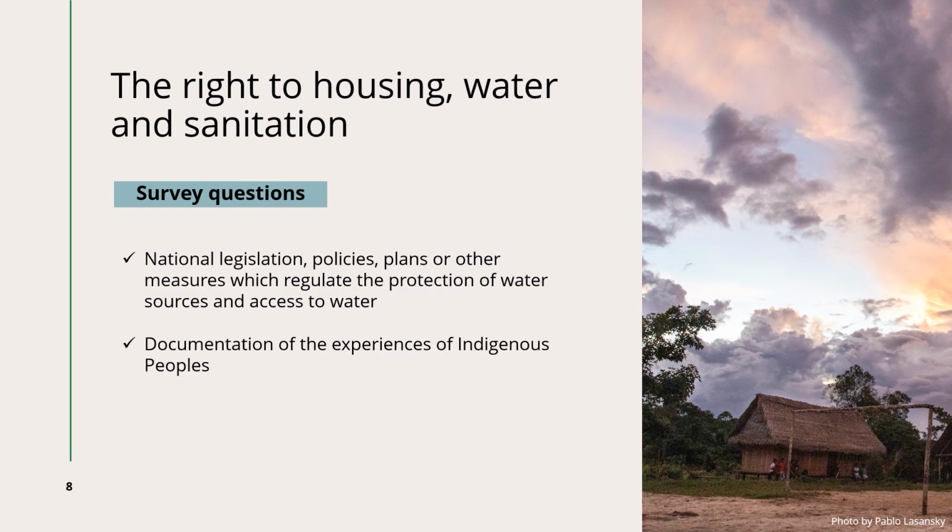Questions under this category assess whether national legislation, policies, plans, or other measures regulate the protection of water sources and access to water for Indigenous communities when permits for business activities are issued, and aims to document the experiences of Indigenous peoples on the provision of drinking water by business activities.